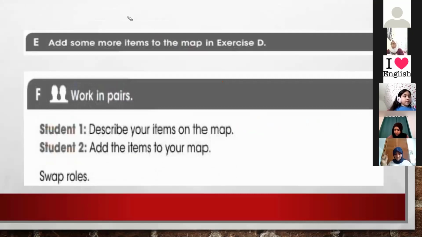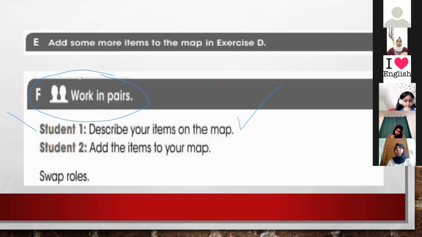Yes, now we will move to F. Now, this one here, work in pairs. Now I need two students who finished, Fatima and Serene. Student one will be Serene. She will describe her items on the map. You have a map, a full map. You have to describe it to us.